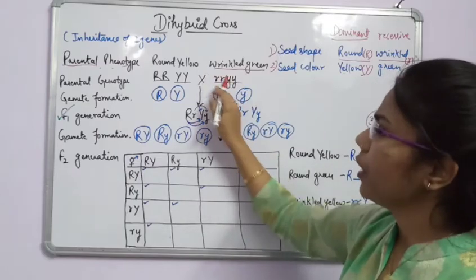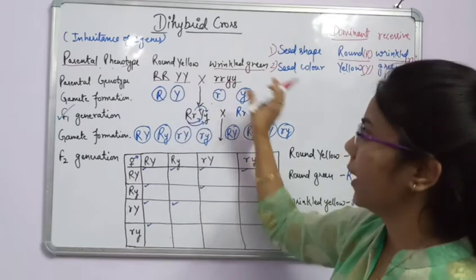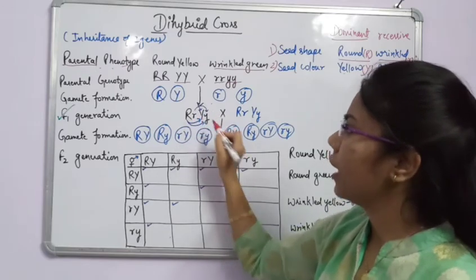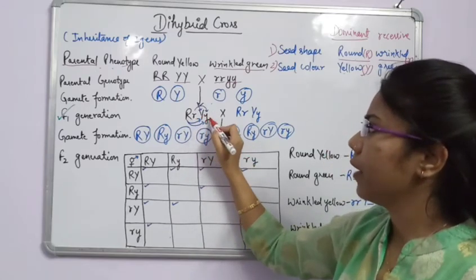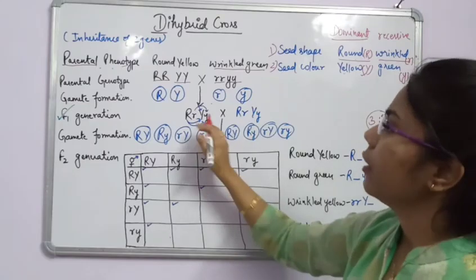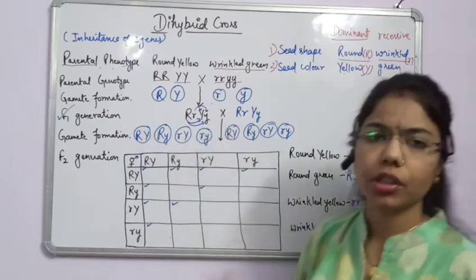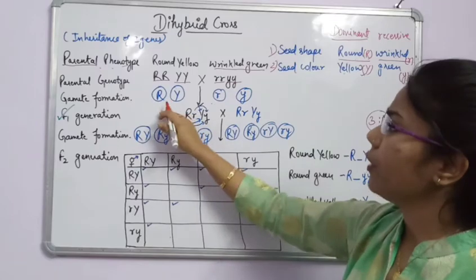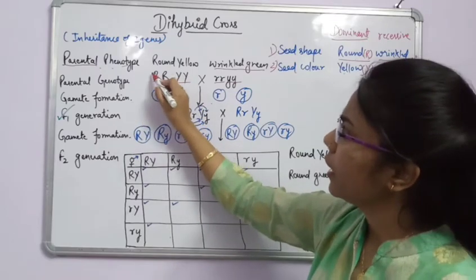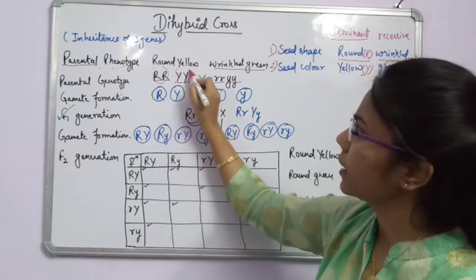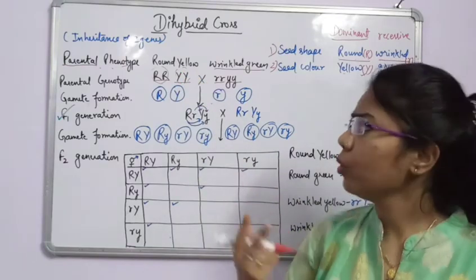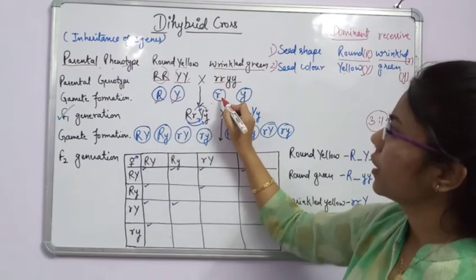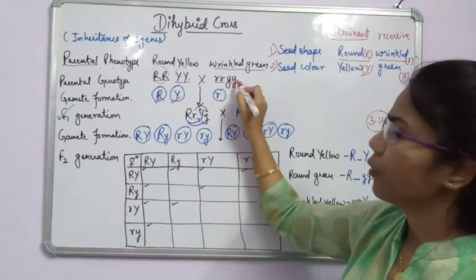Now we are crossing these two plants. Here we will get capital R small r and capital Y small y. How are we getting this? We know that before fertilization, gamete formation happens, as we have discussed earlier. So if we have this character and this character, what will it give? It will give capital R and capital Y from here, and small r and small y from this other parent.